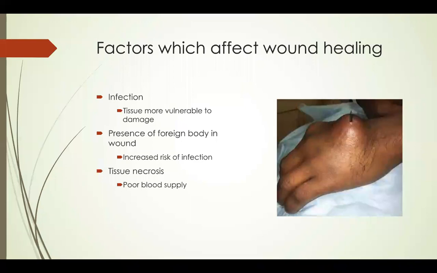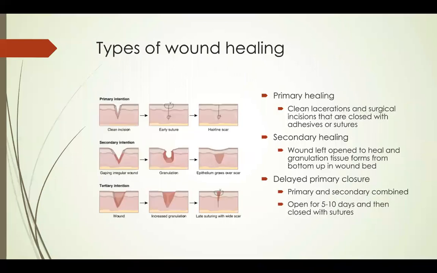Think back to your infection lecture, guys. What did you learn? The foreign body, the chain of infection. Think about it. The foreign body brings in the pathogen, so now you have the portal of entry, and the foreign body brought in the pathogen. Tissue necrosis: if tissue is dying, clearly you don't have enough blood supply, so you're not able to feed your body. That's something you want to think about with your wound healing.